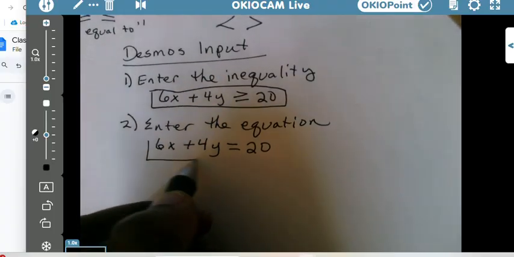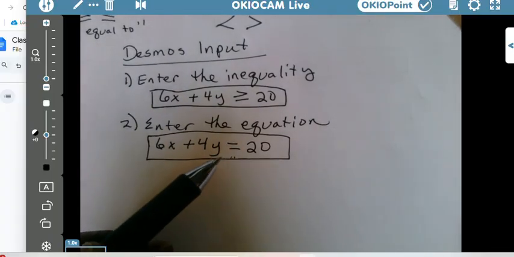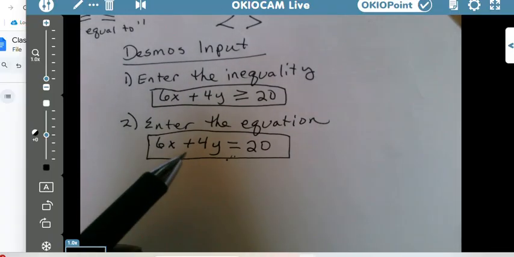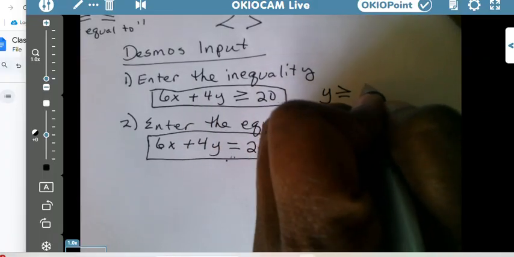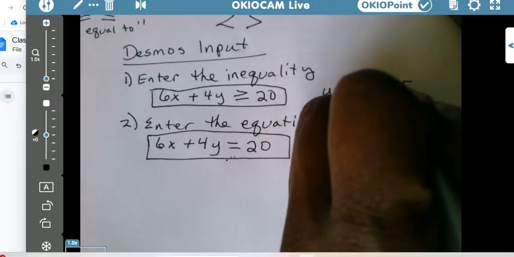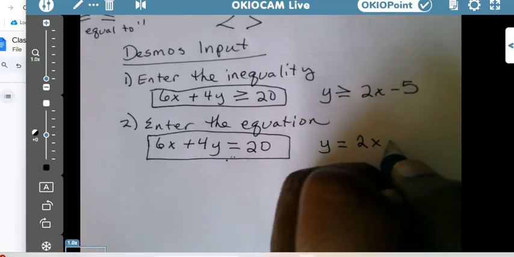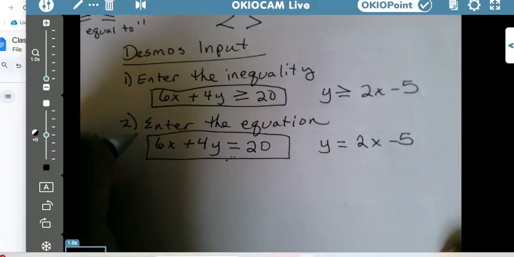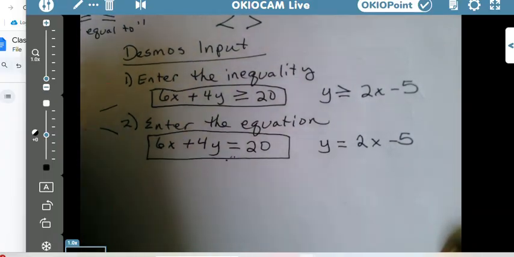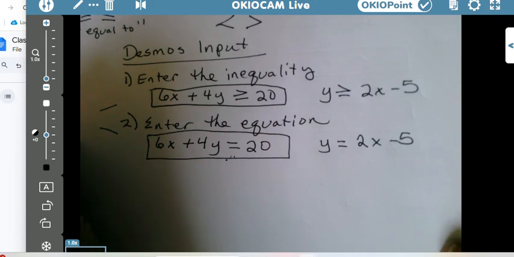Alright, so you can enter this equation, and I just realized that entering this equation will not get you what you need. The equation has to look like y is greater than, let's say, 2x minus 5. Then you can type it in as y equals 2x minus 5. These will not show you the table of values.